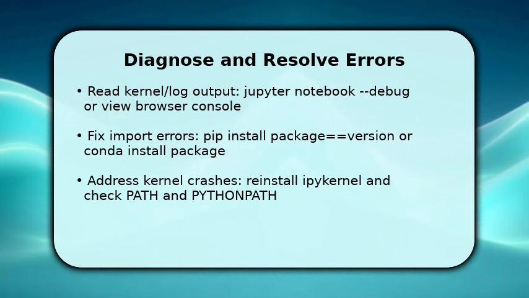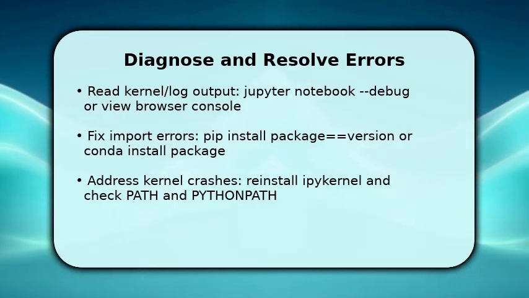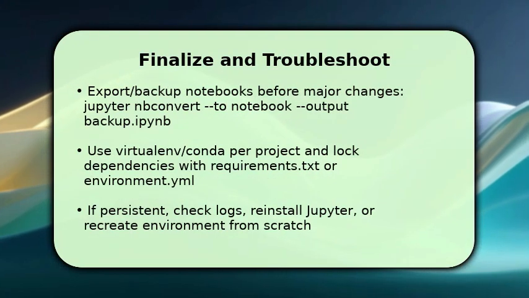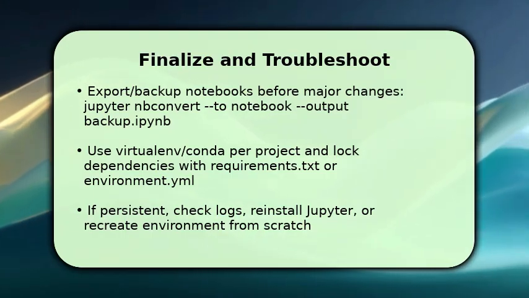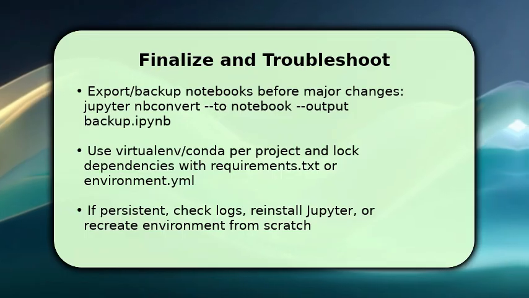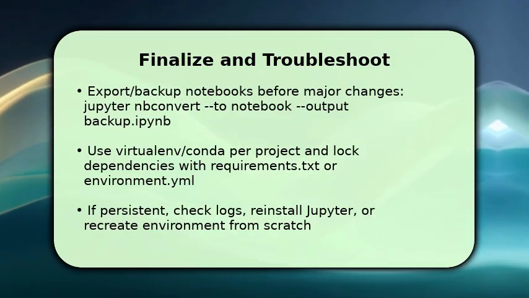You finish by securing your work and locking the fix. Export notebooks, pin dependencies, and commit an environment file so the setup is reproducible. Make a final restart of Jupyter and run core cells to validate computations.